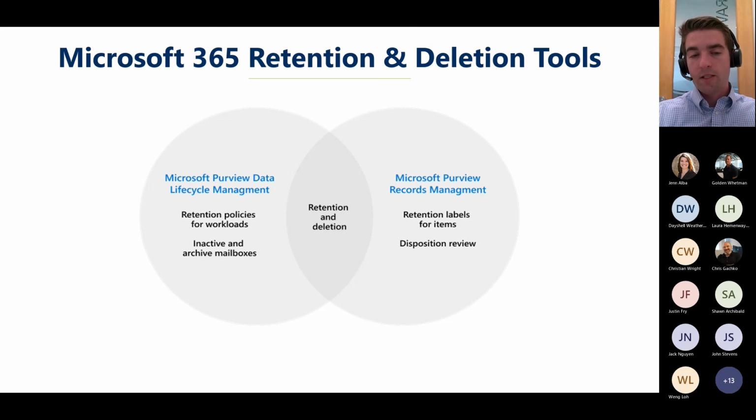So for example, we may set up a retention policy on a SharePoint site for all of the content in there, but we may have specific documents that require item level retention or varying levels of retention because of the information that it contains. So with retention labels, you can specify item specific retention labels or retention periods so that they get retained for a longer or shorter period of time. And finally, we'll also talk about that disposition review.